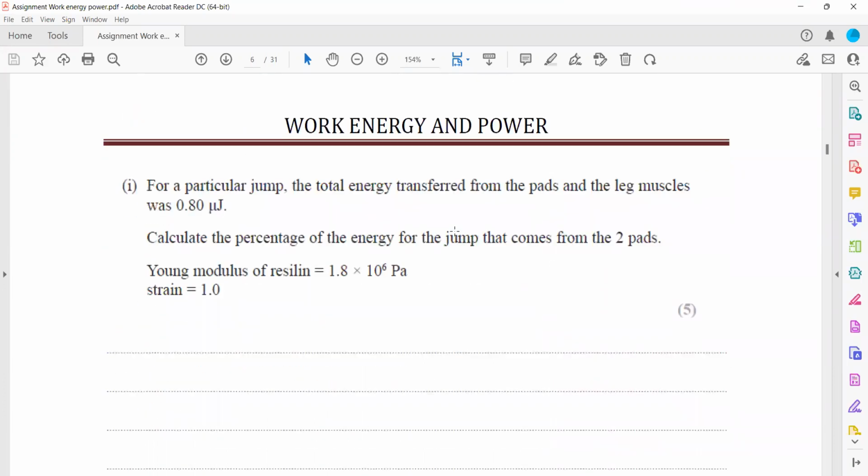For a particular jump, the total energy transferred from the pad and the leg muscle is about 0.8 microjoules. Calculate the percentage of energy for the jump that comes from the two pads. The Young modulus is given and the strain is also given. So how can we work out how much energy is being transferred?